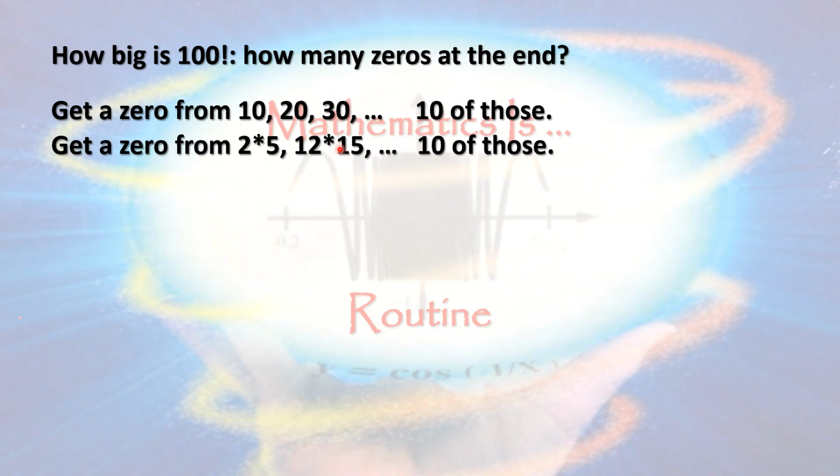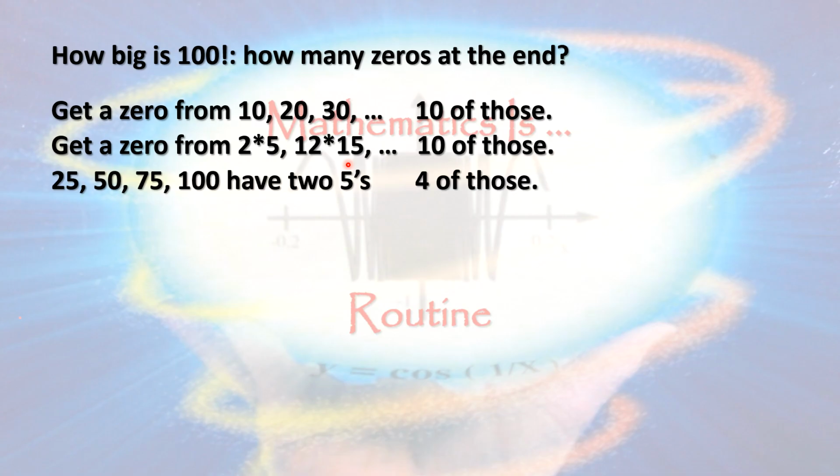Also, a 5 times a 2 will make 10. Each set of 10 numbers has multiple 2's, but only one 5, so there are 10 more zeros to add: 5 times 2, 15 times 12, and so on. That's 20 zeros. We're missing some. Can you see why? Well, multiplying by 100 will add 2 zeros, and 25, 50, and 75 have 2 factors of 5, and so they'll also add 2 zeros. Including the 4 double zero multipliers with the previous 20 gives us 24 zeros.